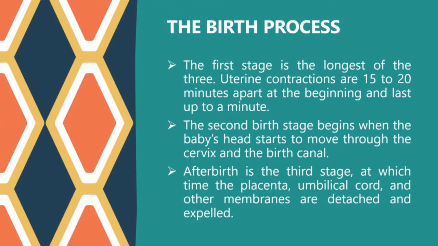The birth process is divided into 3 stages. The first stage is the longest of the 3, wherein uterine contractions are 15 to 20 minutes apart at the beginning and last up to a minute. The second birth stage begins when the baby's head starts to move through the cervix and the birth canal. After birth is the third stage, at which time the placenta, umbilical cord, and other membranes are detached and expelled.